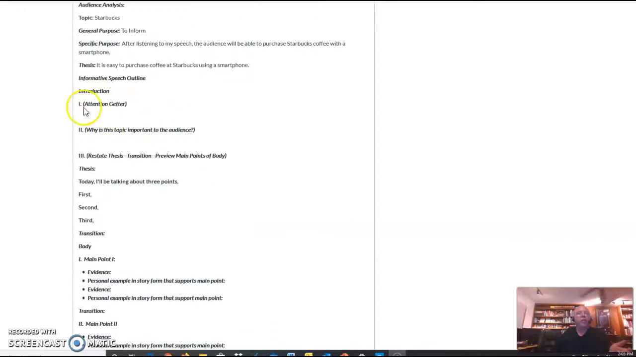Now, in the introduction, the attention getter, you can only put in a narrative. There's a lot of things that can be attention getters, but for this assignment, we're doing only a narrative on it. So you have to write a story and it relates to it.